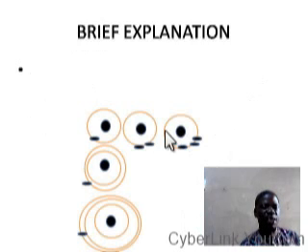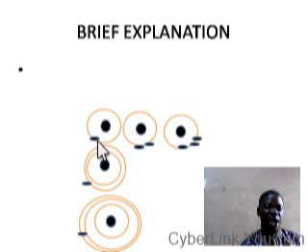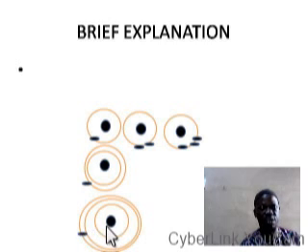Look at this. If this is an atom, the atomic radius of this atom will be the distance between this and this. The atomic radius of this atom will be the distance between this and this. And if this is an atom, the atomic radius is the distance between this and this. So this is the atomic radius of the element.